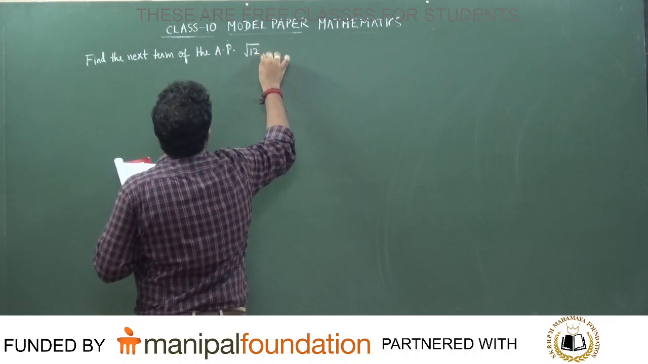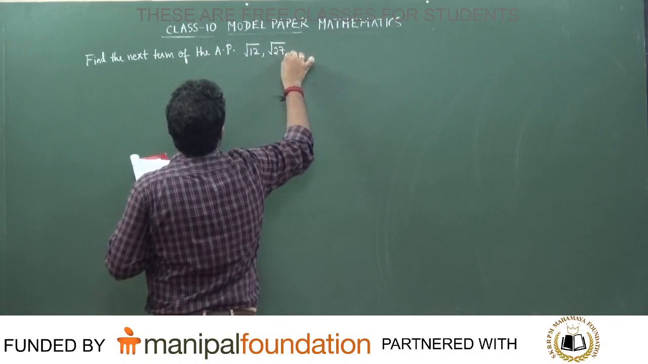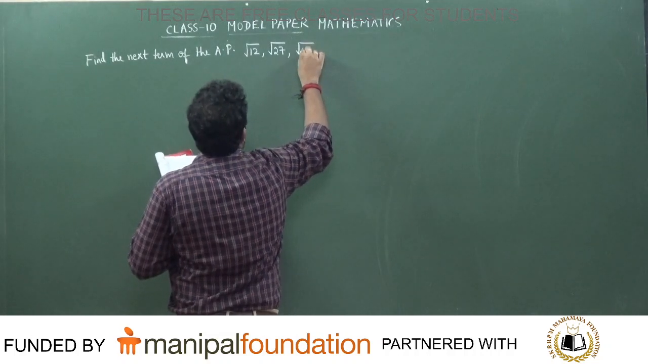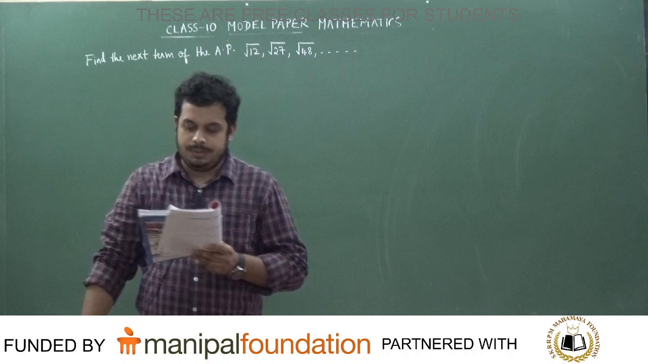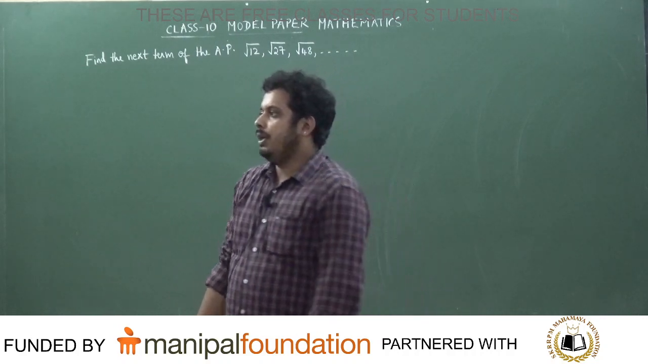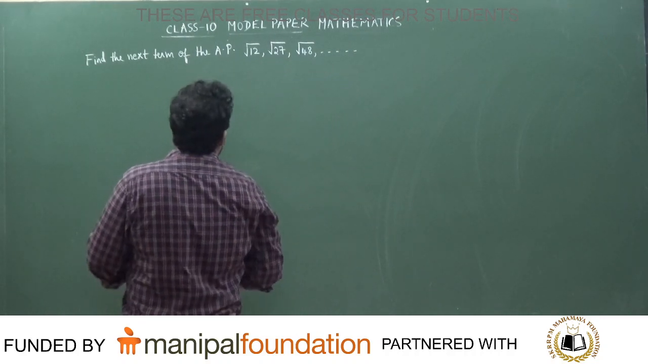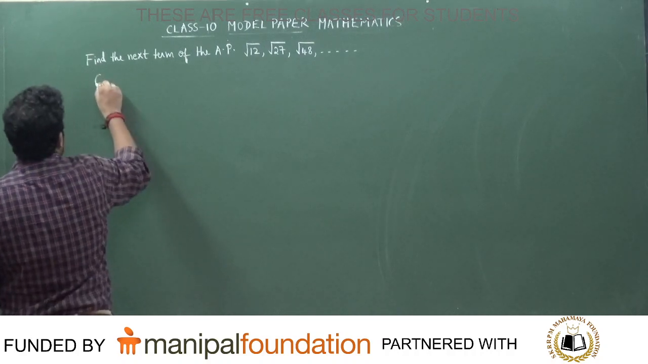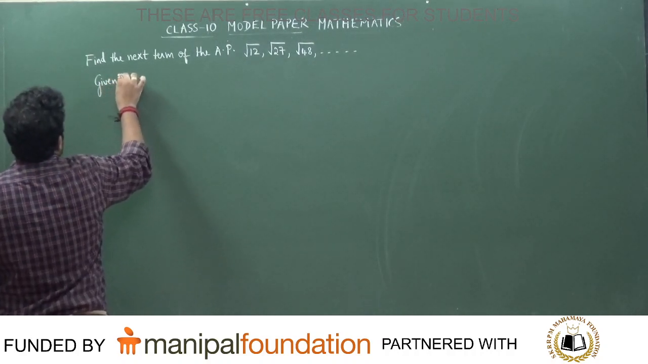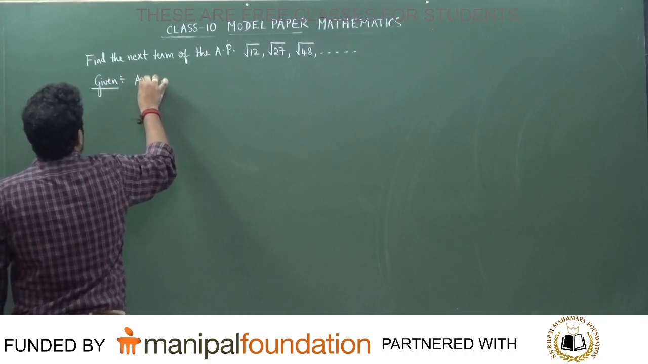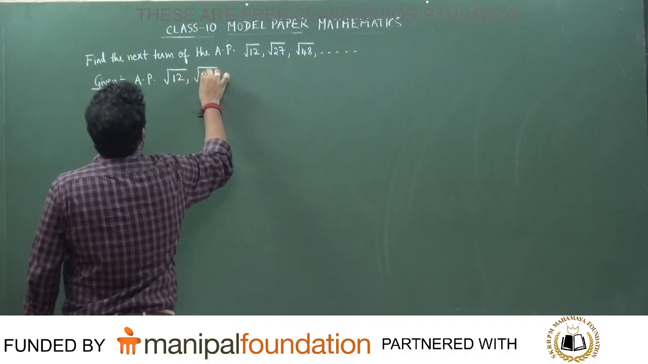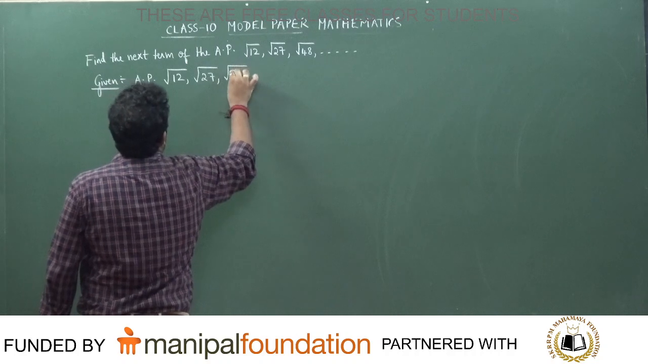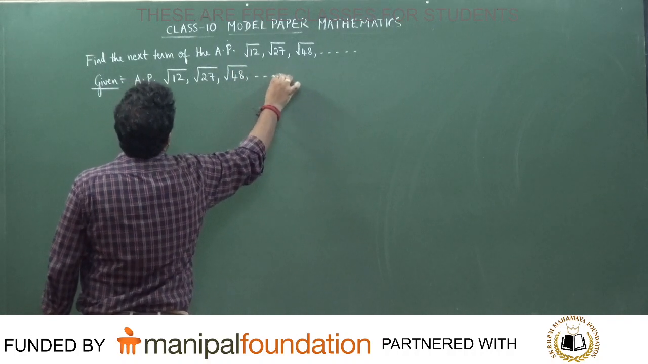Root 12, root 27, root 48, and so on. The question is asked for 2 marks. Root 12, comma, root 27, comma, root 48, comma, dash, dash, dash. Given in the problem is an arithmetic progression: root 12, root 27, root 48.